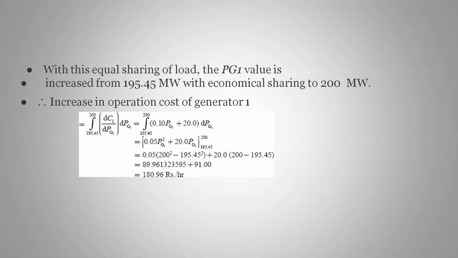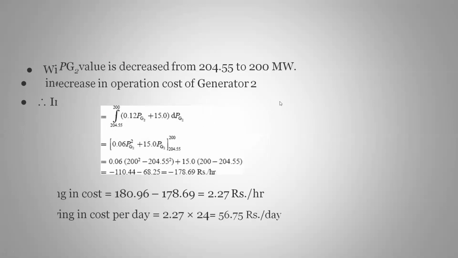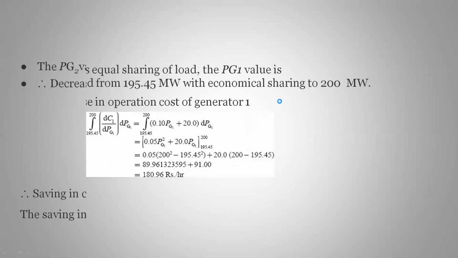With this equal sharing of load, the PG1 value is increased from 195.45 megawatt with the economical sharing to 200 megawatt.